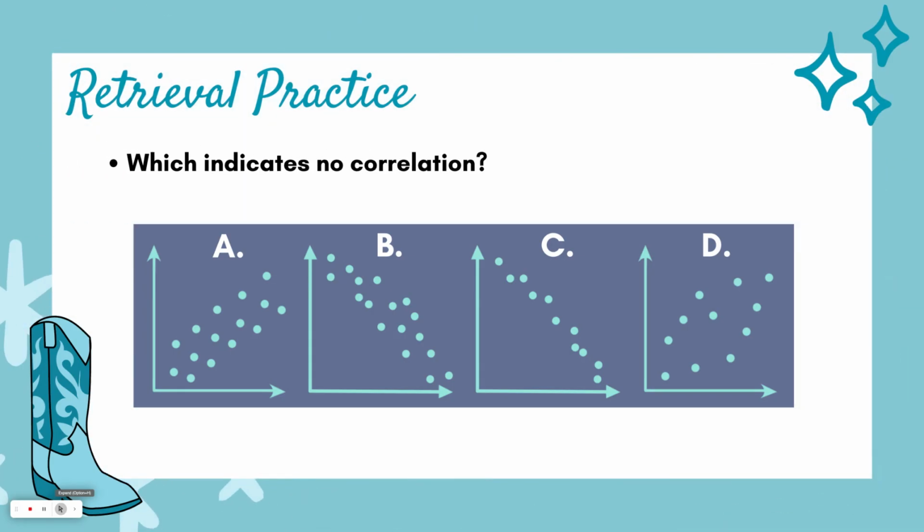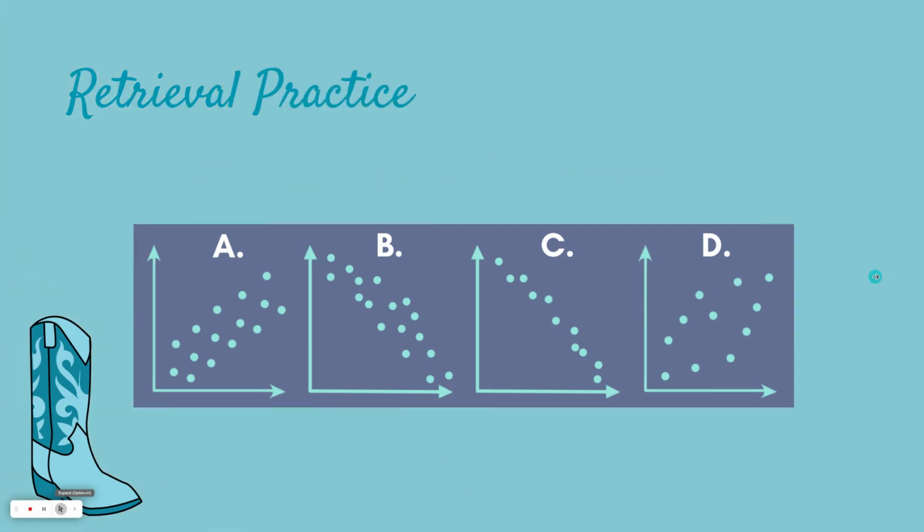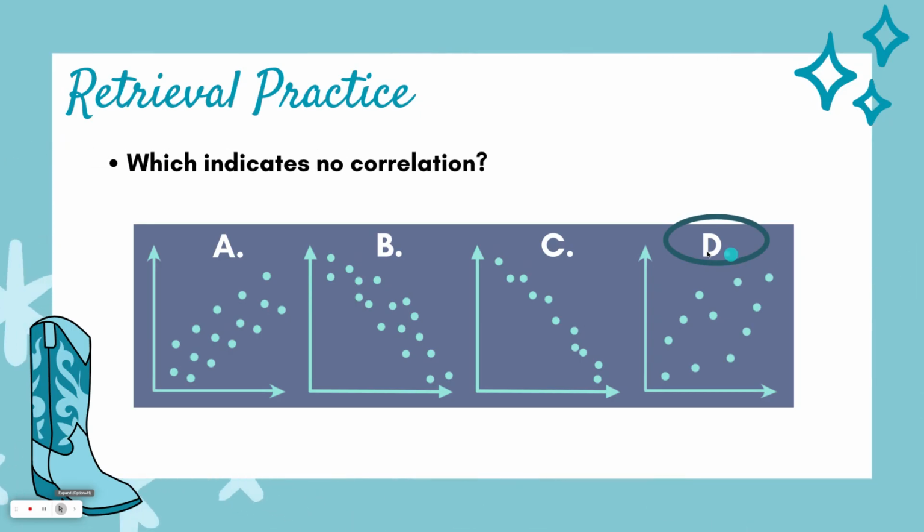And finally, which one indicates no correlation or a very weak correlation? I kind of already told you the answer to this. And the correct answer would be D. Maybe no correlation is a little bit strong, but it's definitely weaker in comparison to the other three.